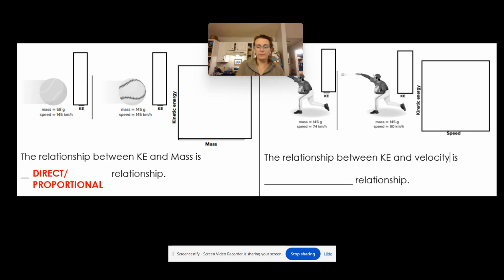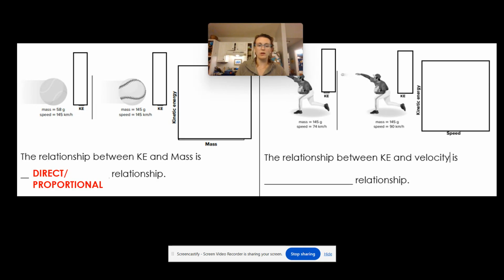That's it, all right? So when we look at this, let's say we had a tennis ball and we had our baseball. So our tennis ball has a mass of 58 grams, and the speed is 145 kilometers per hour. That's really fast, by the way. All right. So if we have that, then, okay, what does that look like?